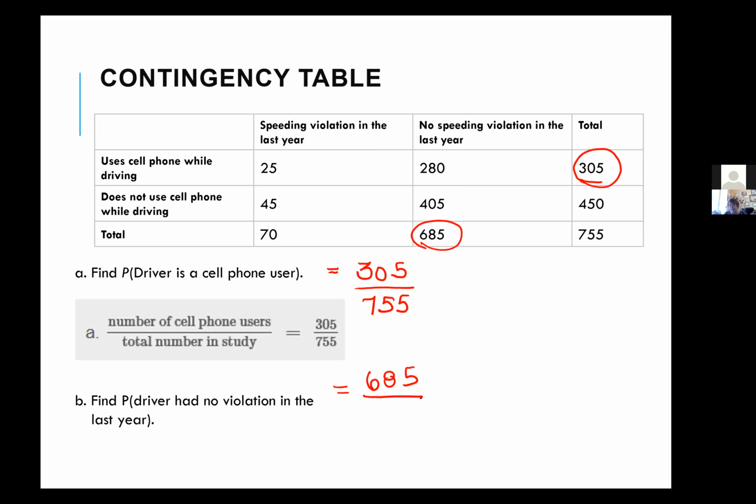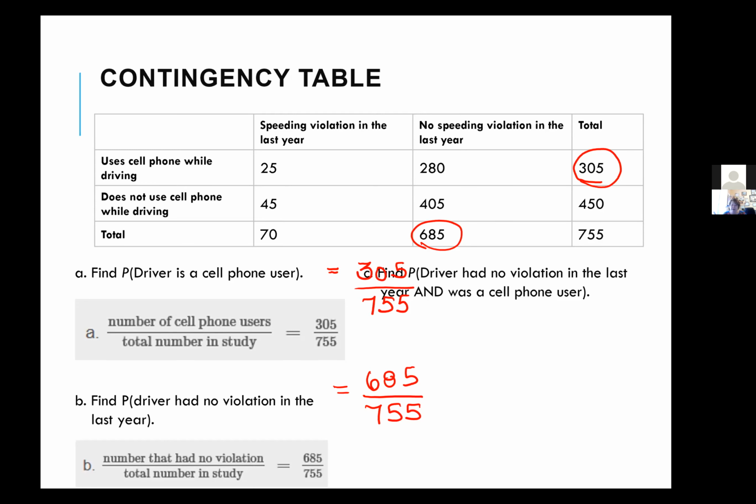Out of the total number of people that we surveyed, 755. So 685 out of 755 did not have a speeding violation. All right, so we got all this information just from this contingency table.